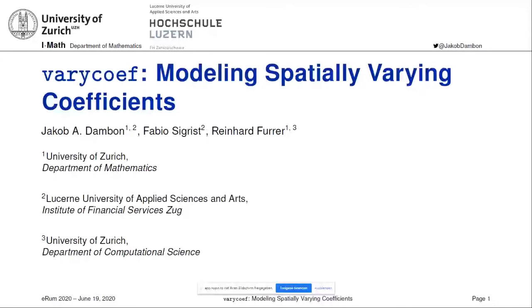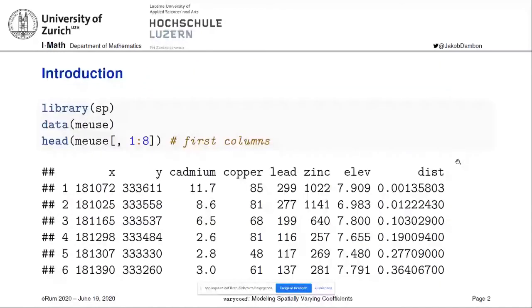So the example is the following. Maybe some of you already know it, but the MUSE data is one of the most popular spatial data sets in spatial statistics, very well studied. It consists of heavy metal concentrations along a river. So these are the columns here: cadmium, copper, and so on. And we have some further information like the elevation and the distance to the river.